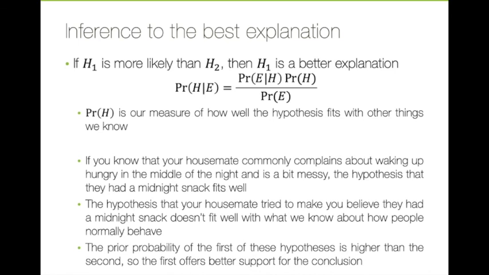Again, when the probability of H is higher, the probability of H given E, what we're trying to calculate, is higher. So the probability of the first hypothesis given the evidence will be higher than the probability of the second hypothesis given the evidence. And that makes the first hypothesis a better explanation.